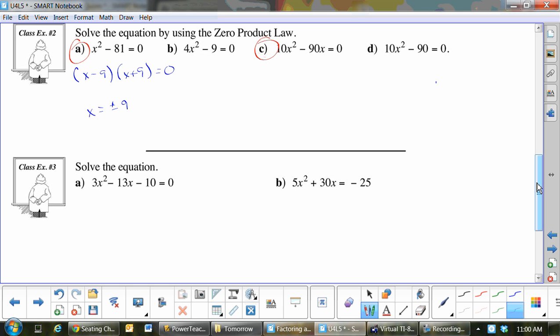Okay, how about C? What are difference of squares? We're not going to divide it by 10x. We will factor out 10x. If I factor out 10x, that would leave me with x minus 9. Right? Yeah? Maybe? Okay. So therefore, what are my zeros? What would make this thing equal 0? So x equals 0 or 9.